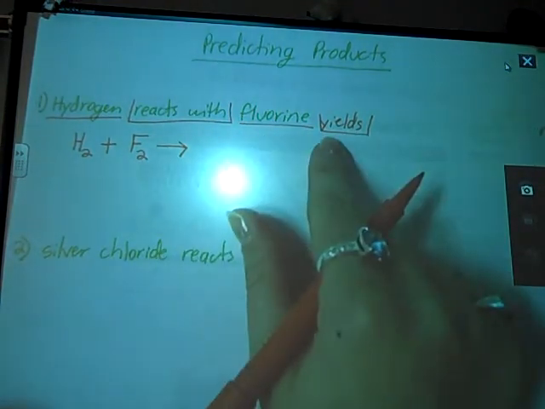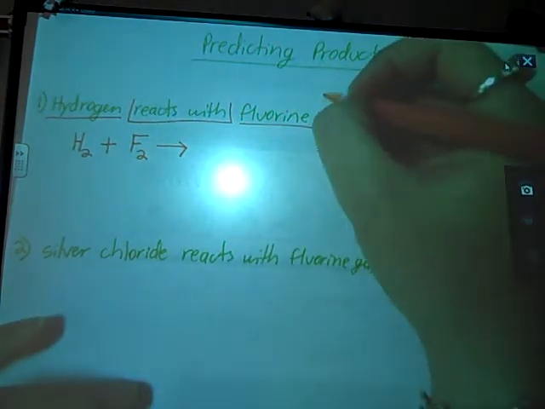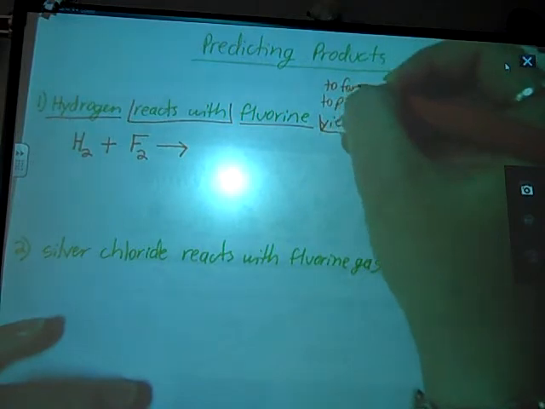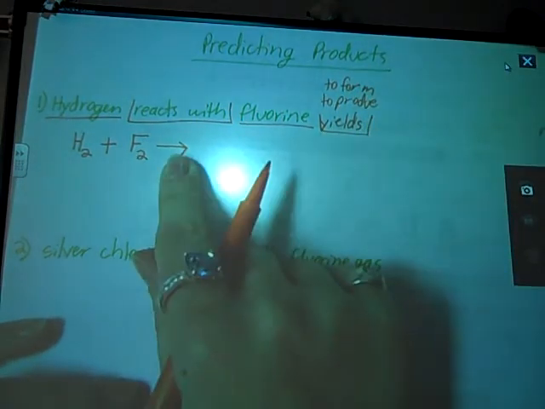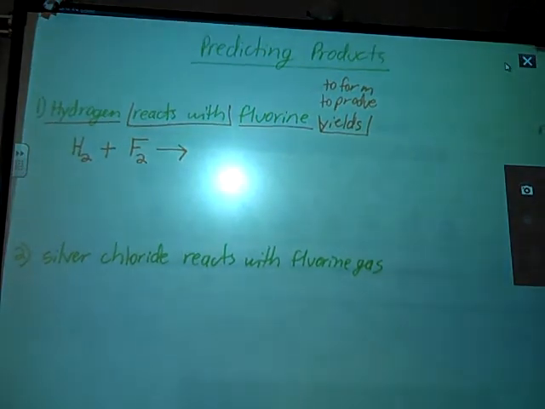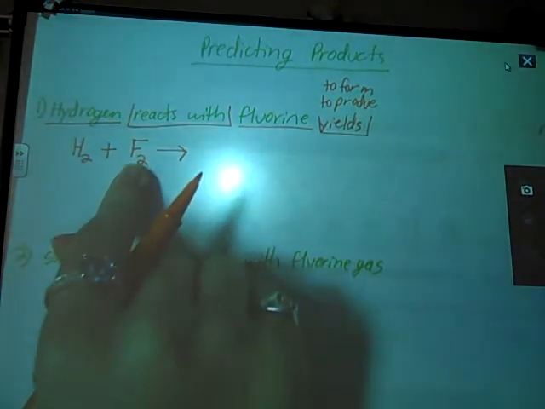This will usually be followed by the word yields or to produce, maybe to form. All of these phrases indicate your arrow. There are no equal signs. In chemical equations, this does not equal our products. Instead, they mix to yield.